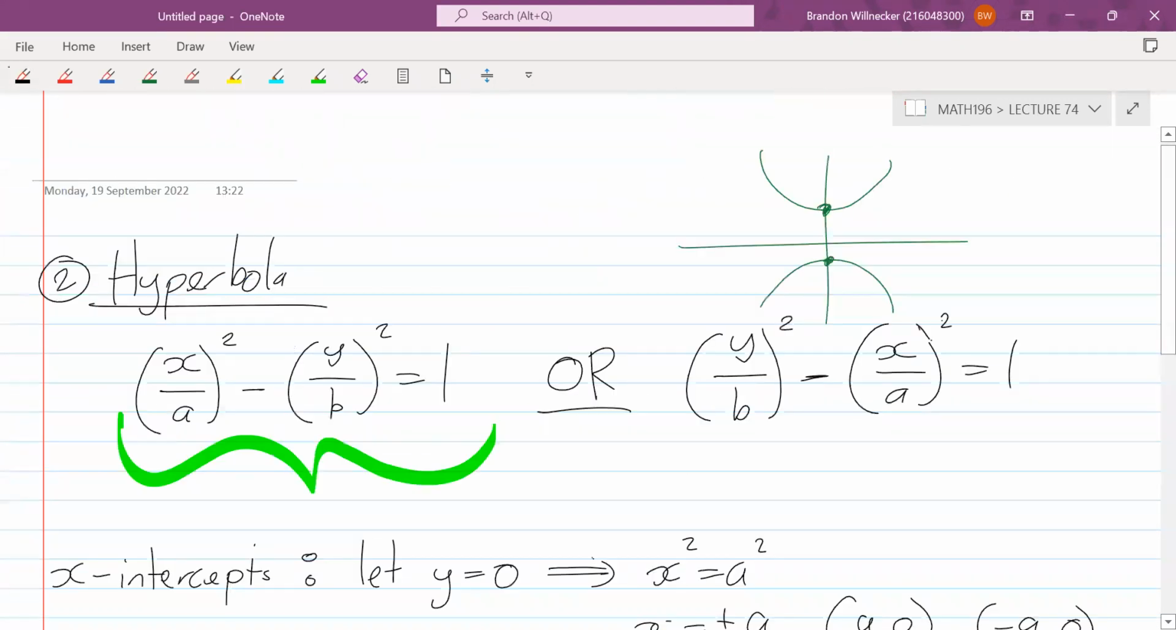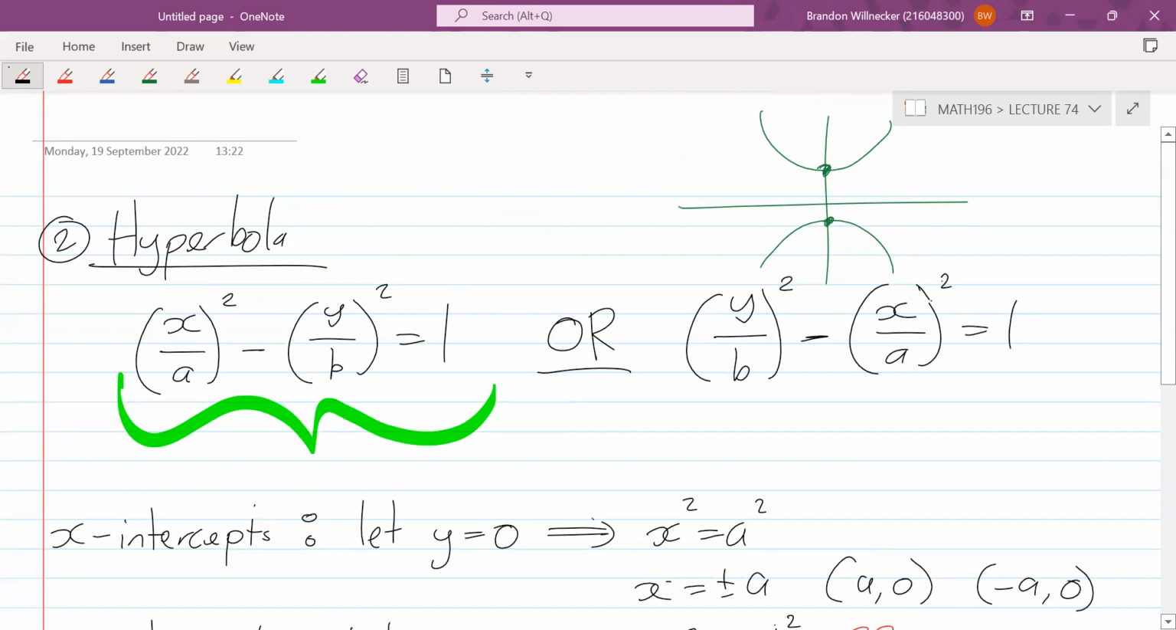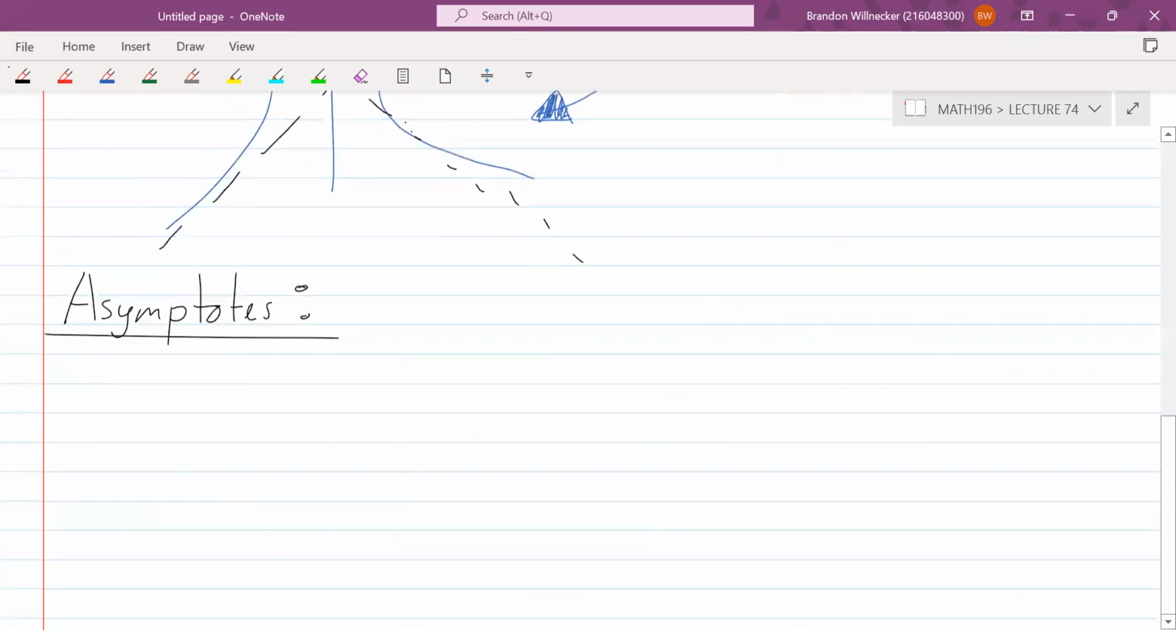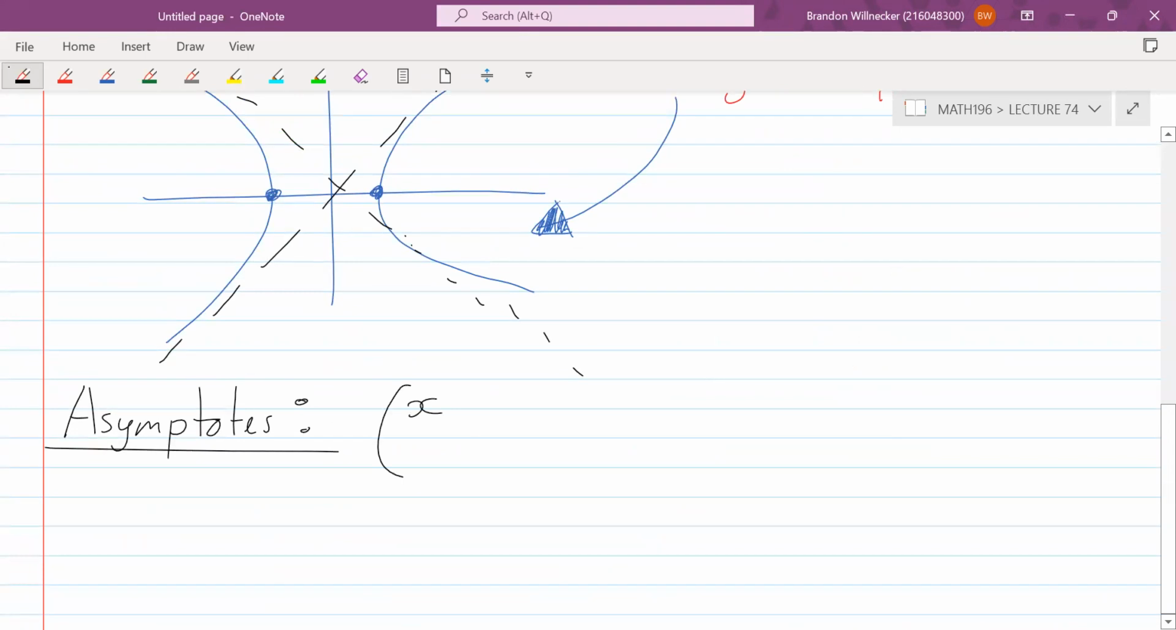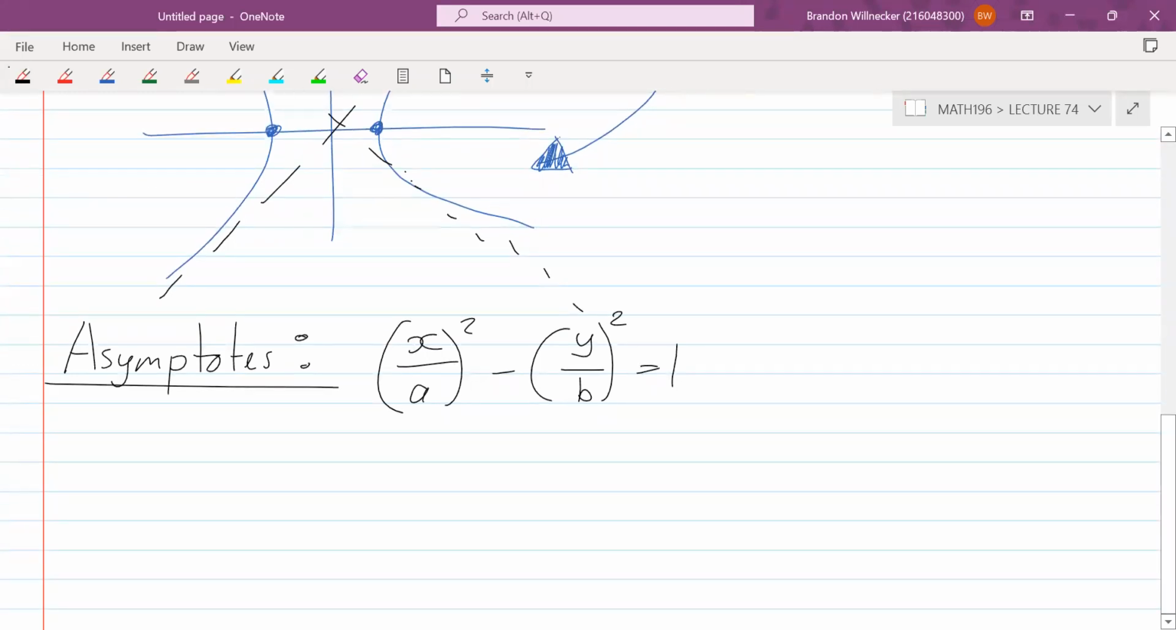Let's do it with this first option, the one underlined in green. And then it's very similar to show that we get a similar thing for the other option. So let's say we have this first case, x squared over a squared minus y squared over b squared is equal to 1. And you can do a similar thing with the other case. Just going to rearrange this a bit so that we get y squared over b squared is equal to x squared over a squared minus 1.